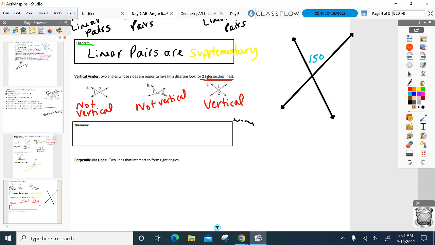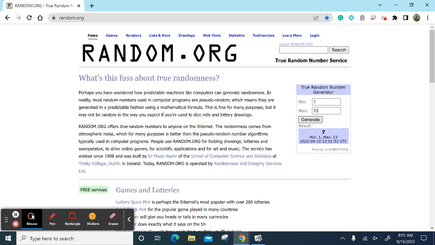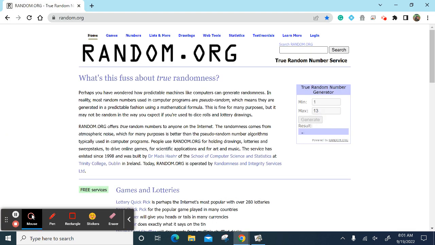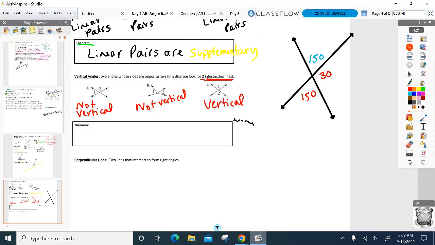What type of angles are these? Supplementary. So this is what? 30. They are supplementary. I would like linear pairs, but yeah, supplementary is fine with me. If that's 30, what's the one to the left of it? 150. What's the one to the left of the 150 I just wrote down? Either 150 or 30.